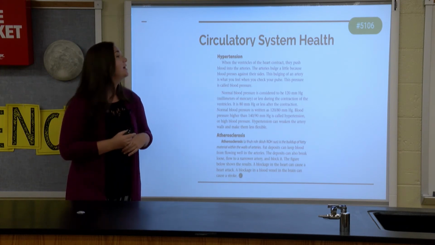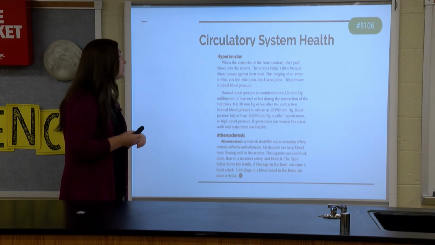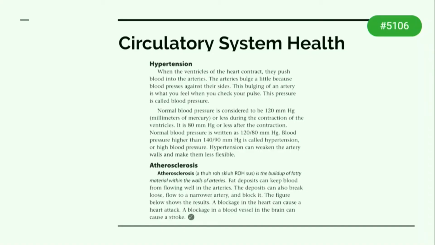Hypertension is one of them. You probably know this as high blood pressure, because normal blood pressure is about 120/80. That says 120 millimeters of mercury or less during the contraction of your ventricle, and then 80 millimeters of mercury or less after the contraction. They write it as 120/80 at the doctor's office. That's what they're talking about: pressure before contraction and after contraction.